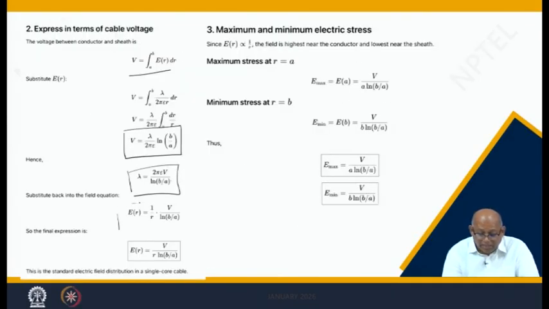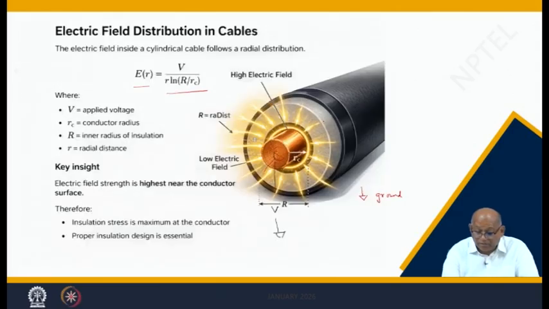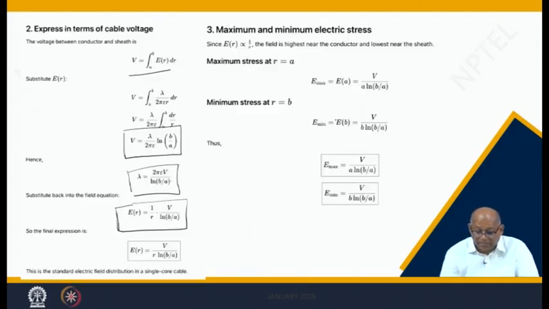So, you get E r is equal to V over r ln (B by A). This is the radial electric field between the conductor outer and the cable inner. There are many sheaths, we are not doing that. So, this is the final expression. Where will it become maximum, that is, as r is changing? r equal to A is the internal, so the field is maximum at r equal to A and minimum at r equal to B. So, this is the maximum electric field, this is the minimum electric field.